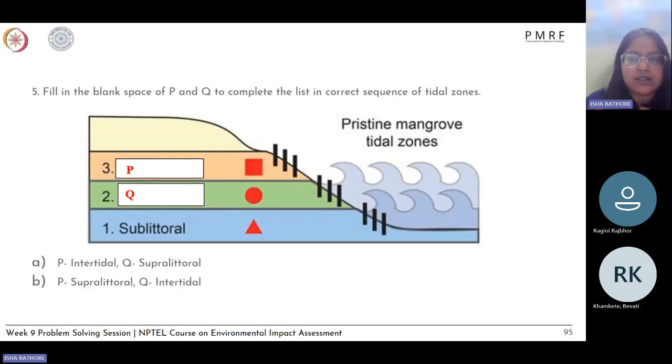So fill in the blank. This is from the tide section, from the lecture where we looked at coastal geomorphology and ecology. There are three zones which we saw as the tidal zones. You need to mark the order of the tidal zones. Fill in the blank space of P and Q to complete the list in correct sequence of tidal zones. So what is P and Q in the given form? Which zone is above and which zone is below?